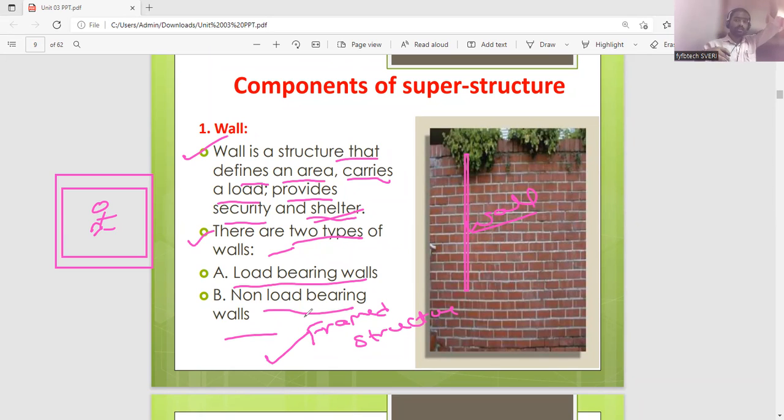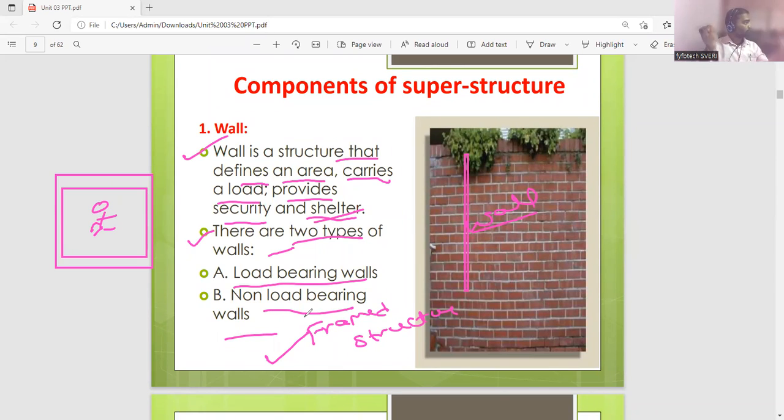Okay, if the structure is not made up of beams and columns, it means the roof is directly resting on the wall. So the load of the slab is entirely coming on the wall, then to the DPC, plinth, foundation, everything. Then that is called your load bearing walls. In a load bearing wall there are no beams and columns, because the entire load of the structure is carried by the wall. That's why it is called a load bearing wall.